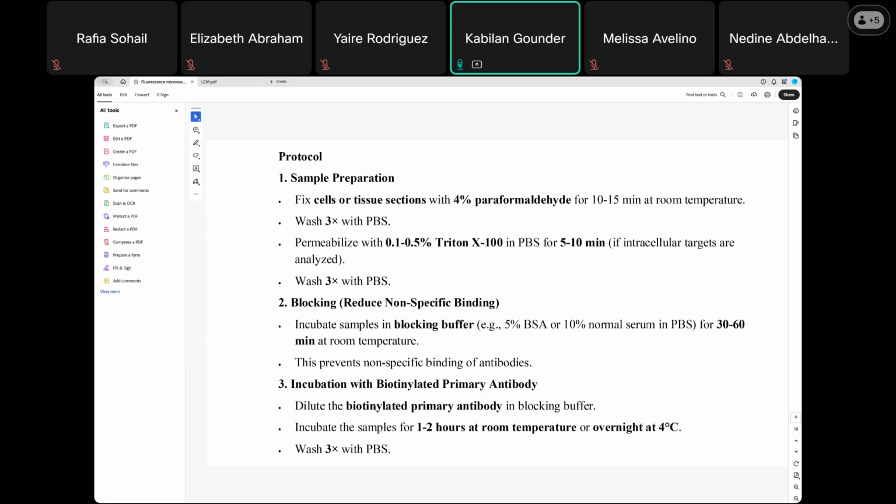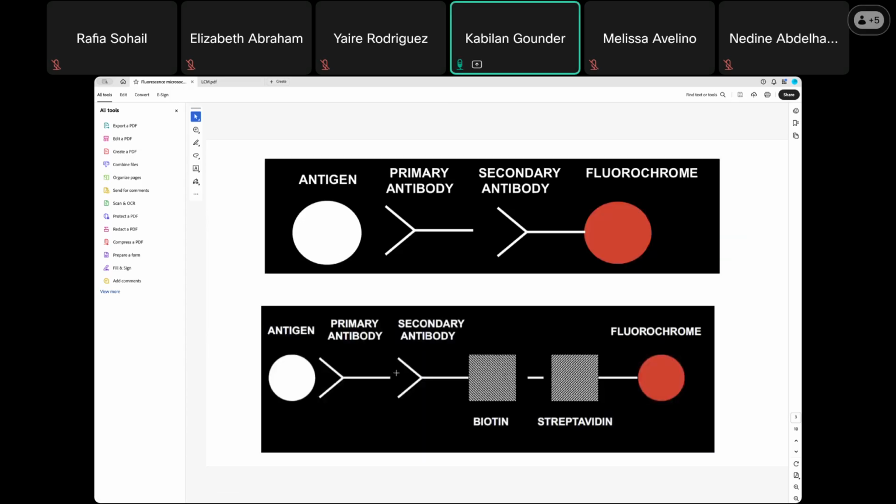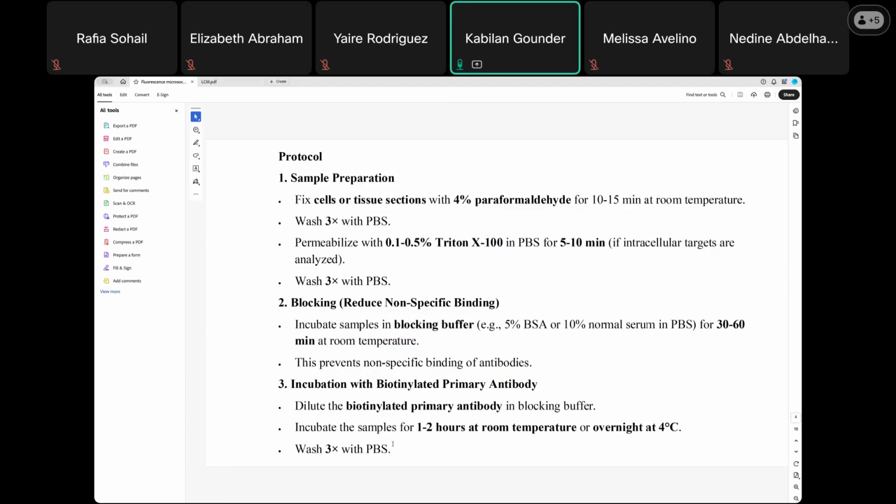So two approaches. It's convenient, as we already discussed. Now here, instead of the secondary antibody, the biotin and streptavidin is directly conjugated to the primary antibody. Then you can incubate this for a minimum of 1 hour; it can be 1, 2, or 3 hours, or you can keep it at 4 degrees overnight as well. Then you wash 3 times with PBS.